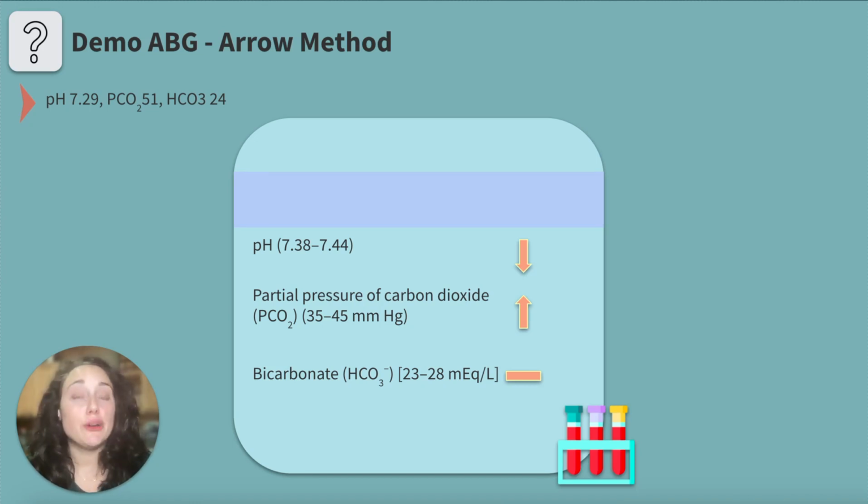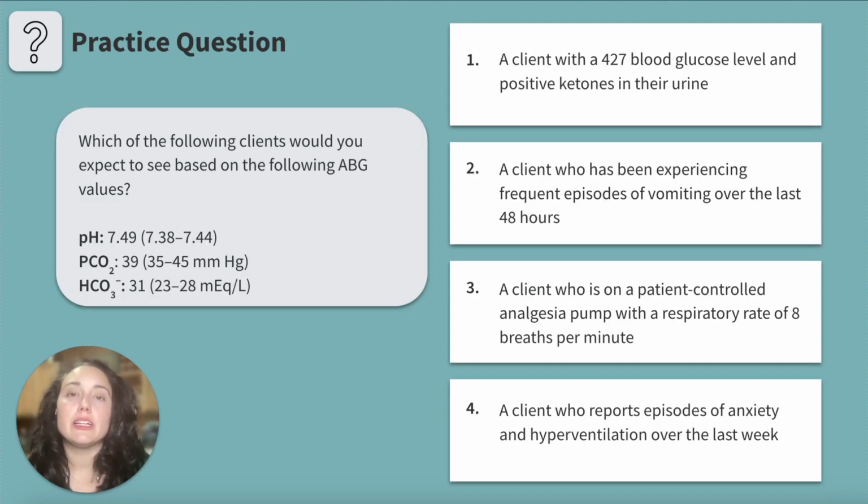Great work. Now are you ready to try an NCLEX-style practice question based on the ABG results? Let's do it. Which of the following clients would you expect to see based on the following ABG values? pH of 7.49, a carbon dioxide of 39, a bicarbonate of 31.